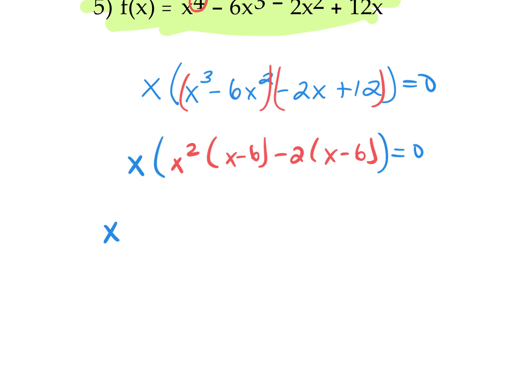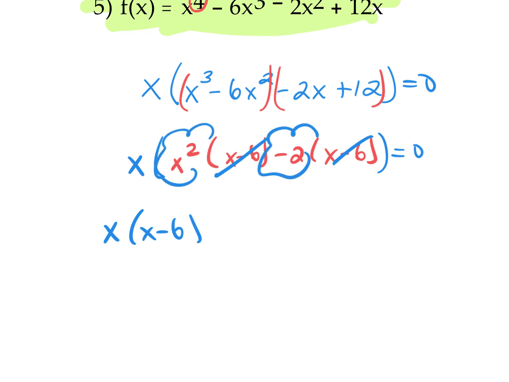What's our new GCF? What do they both have in common? X minus 6. We write it one time out in front. And then what happens to my leftovers? X squared minus 2 gets their own parenthesis. Now, can I factor x squared minus 2 anymore? No, I cannot.